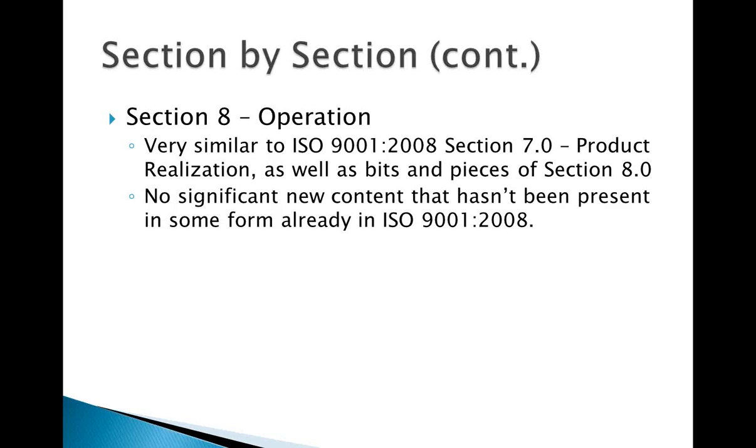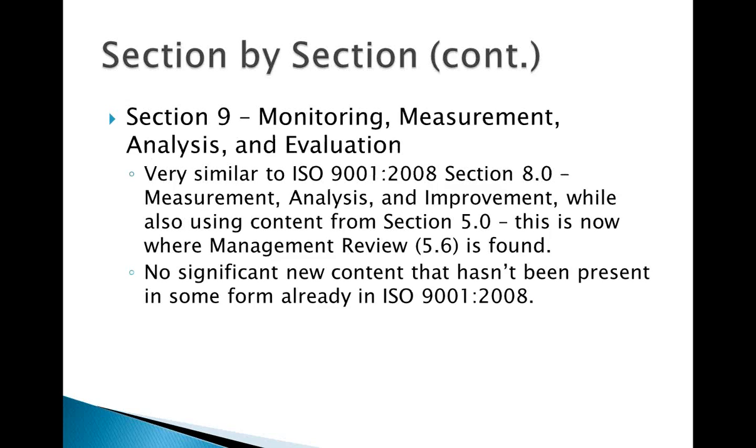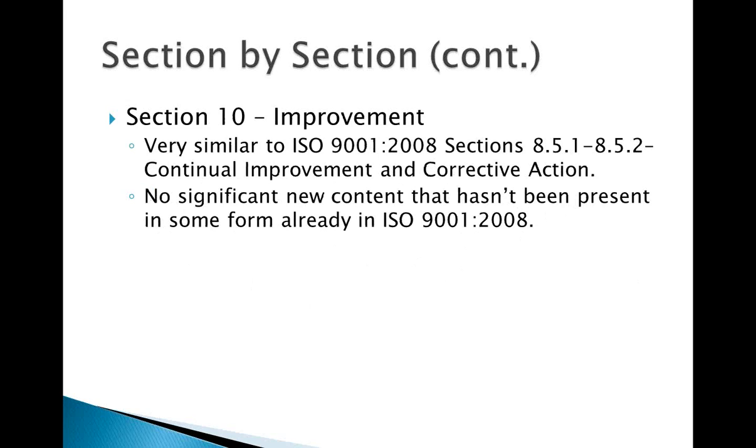Once we get past Section 7, there's very little in the way of new content. There's a little bit of reusing of content. Section 8 has pieces in it from Sections 7 and 8 from ISO 9001:2008, but no significant new content. Section 9 has the primary placeholder for management review. There's a couple of additional discussion points within management review, but otherwise no significant new content. And the same for Section 10, no significant new content.